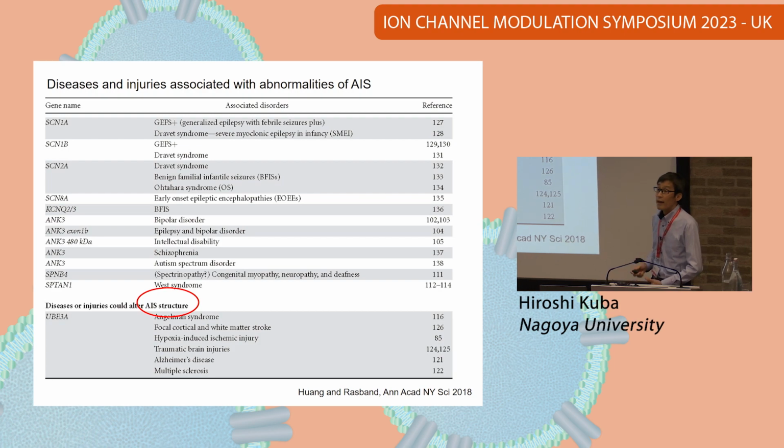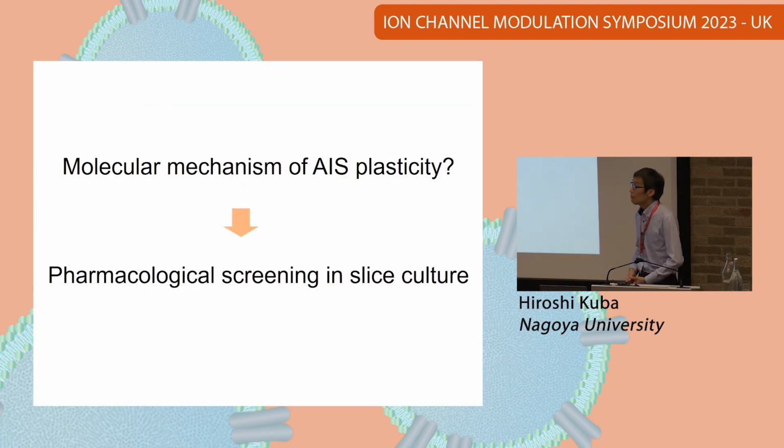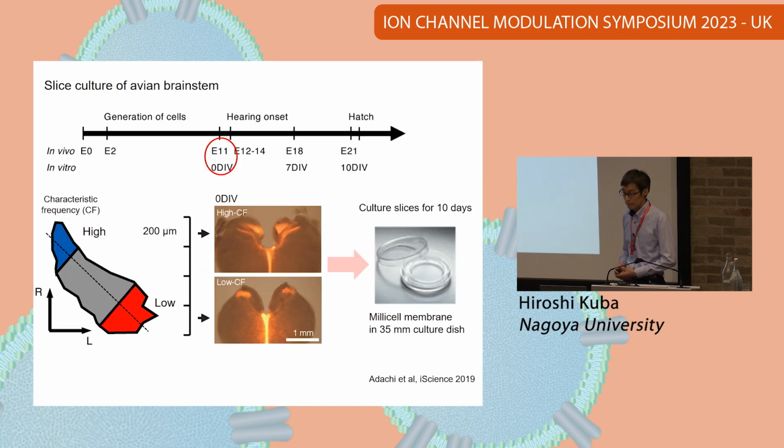Importantly, it is known that abnormalities of AIS structures are associated with several neurological and psychiatric disorders, such as autistic syndrome, ischemic or traumatic brain injuries, and Alzheimer's disease. So this may suggest that AIS plasticity might be involved in the pathophysiology or pathogenesis of the diseases. So we have studied the molecular mechanisms of this AIS plasticity using pharmacological screening in slice culture of NM, and this is the main topic of my talk.